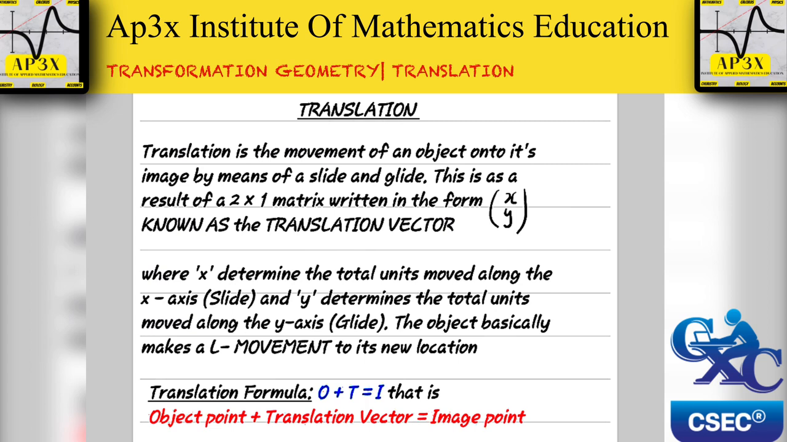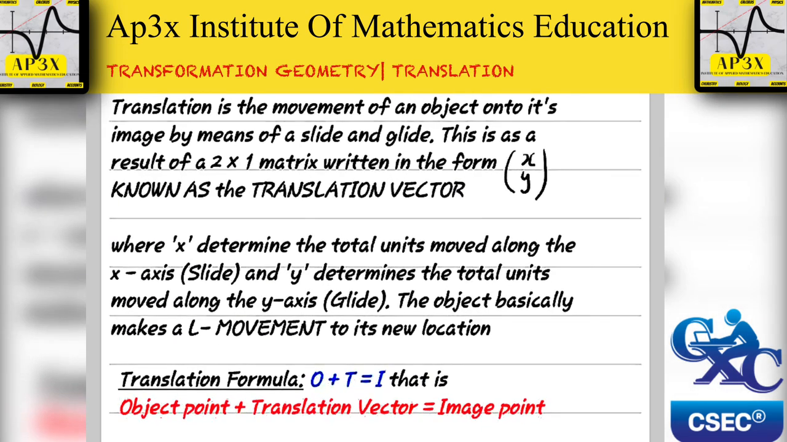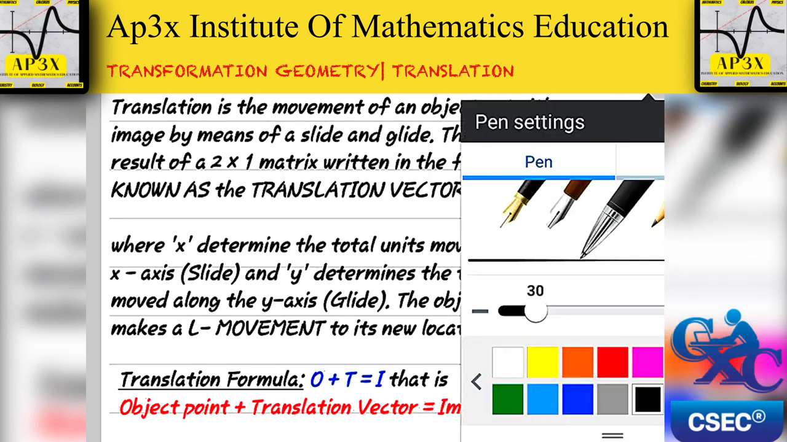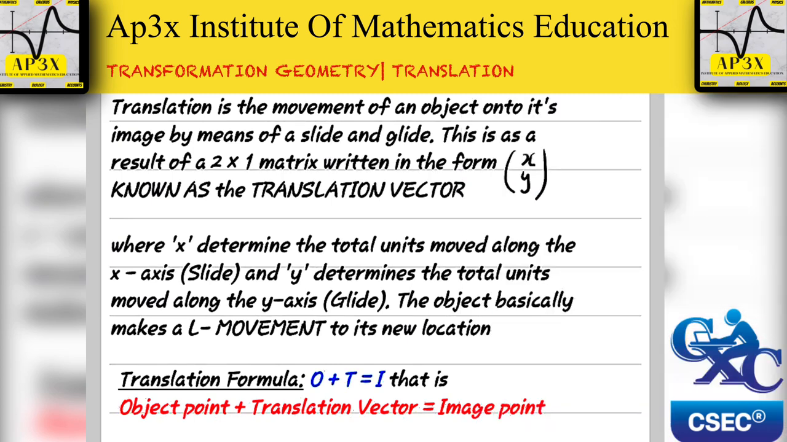movement. So the whole entire object, consisting of however many points, will either move to the left and then go up, or move to the left, then go down. It can then move to the right and go up, or move to the right followed by a movement going down. So you're going to have several combinations of 2-by-1 matrices, or several combinations of translation vectors.